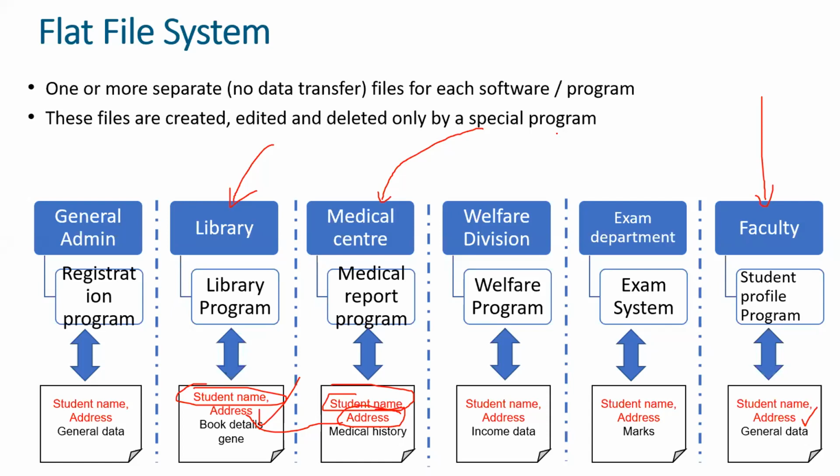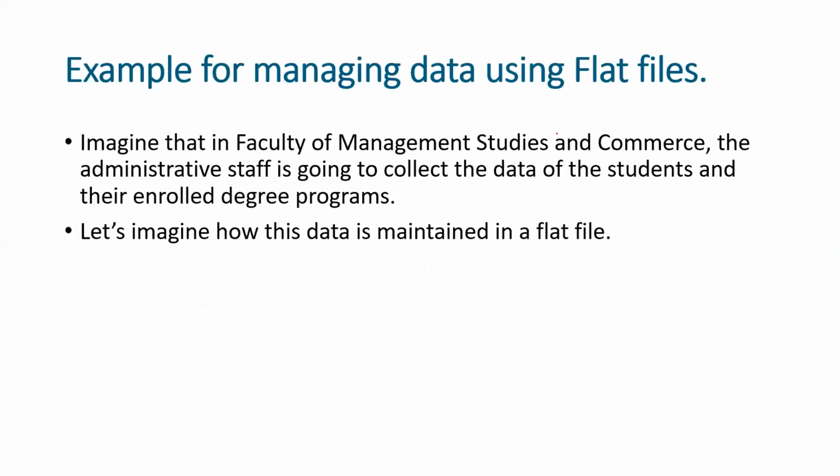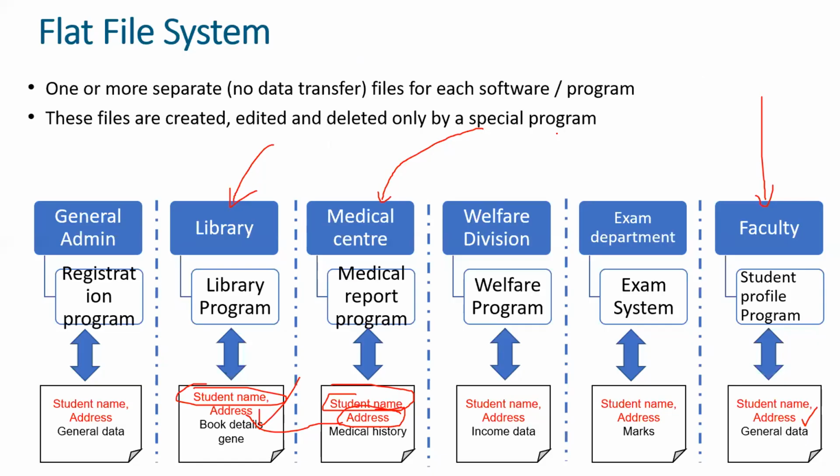Okay, so I think you understood the problems in flat files. Right? So let's see an example. Now you saw that this is a high level diagram of how the data is maintained. We will go into a low level. Low level means a detailed diagram. Then make it again a high level diagram.